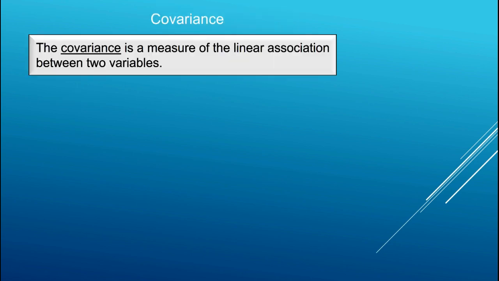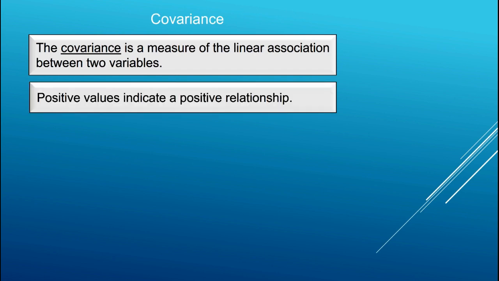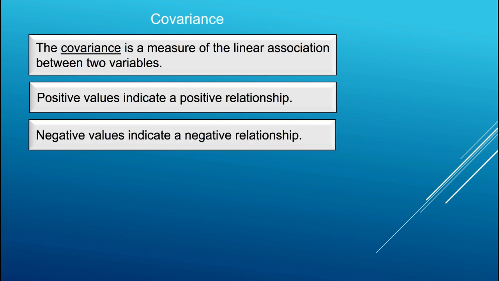Covariance first. Covariance is a measure of the linear association between two variables. Positive values indicate that the relationship between the two variables is positive. In other words, higher values of one variable are related with higher values of the other variable. Negative values indicate an inverse relationship or a negative relationship, such that higher values of one variable are associated with smaller values of the other variable.